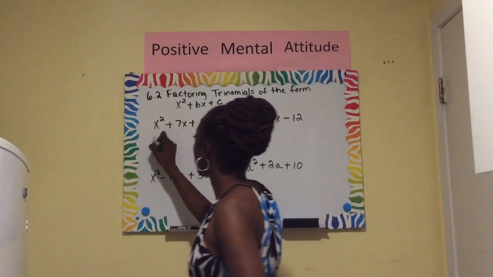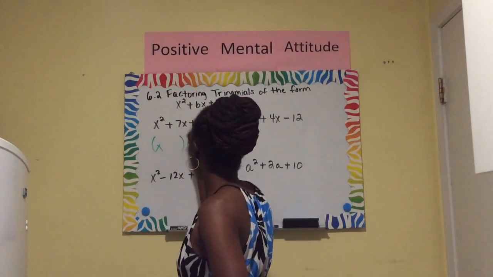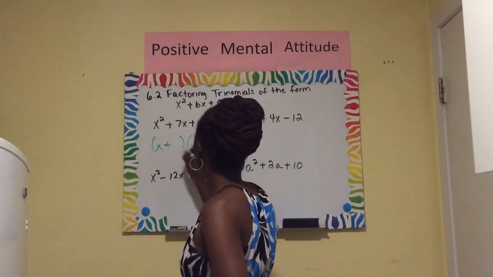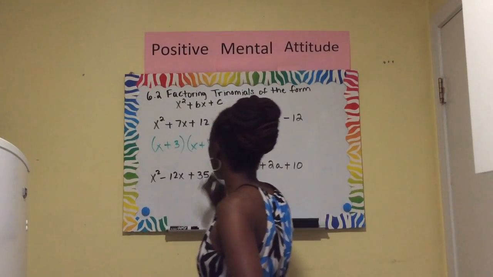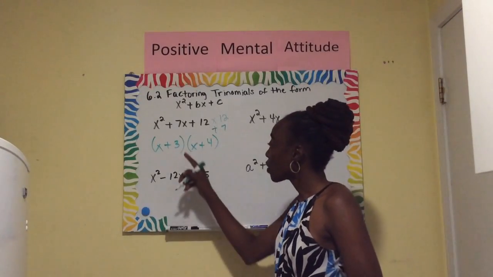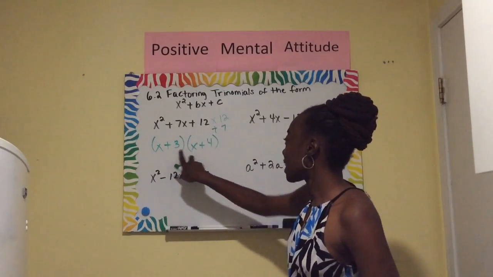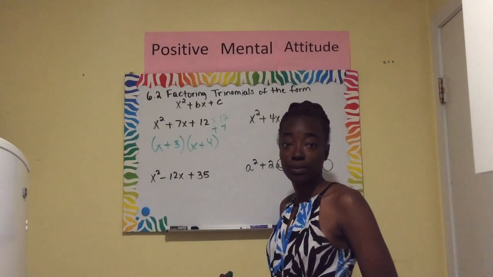So the way you factor it out, you're going to have your x, since all of it is plus, you're going to put your plus, and then you put your 3 and your 4. That will be the answer to that. When you factor it back out, all you're doing is when you multiply 3 times 4, you get the last one. When you add the 3 and 4, you get the center.